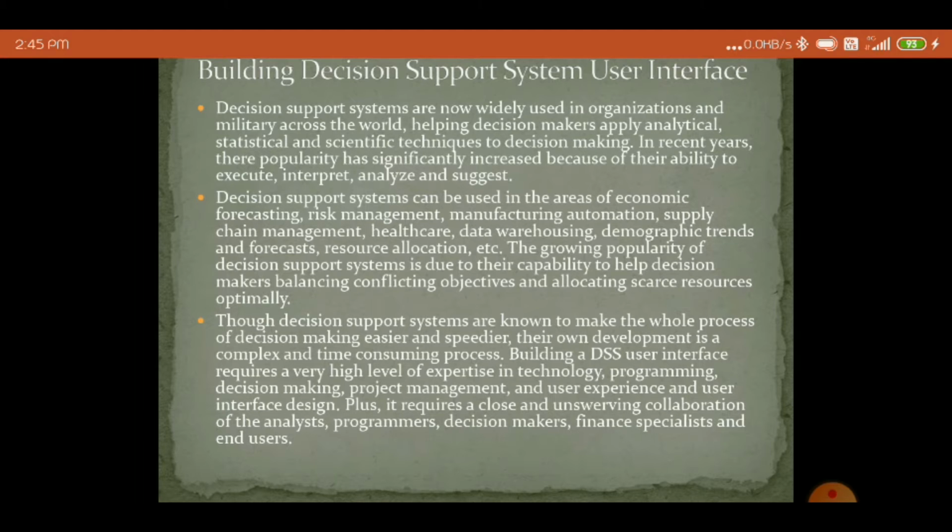Building a DSS user interface requires a very high level of expertise in technology, programming, decision making, project management, and user experience and user interface design. Plus, it requires a close and unswerving collaboration of the analysts, programmers, decision makers, finance specialists, and end users.